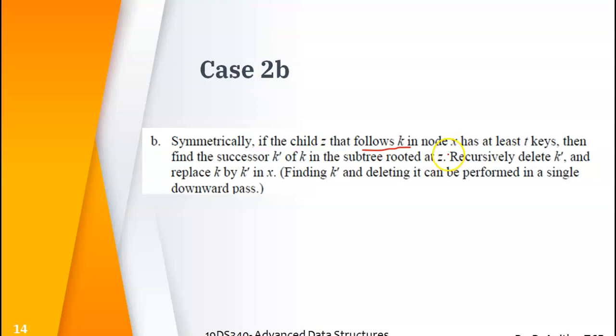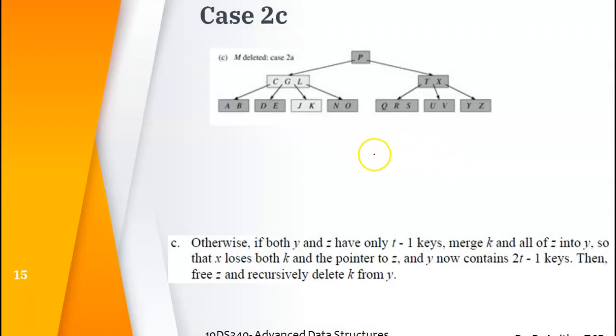Right. So there comes another interesting case where I don't have t keys in both of the children. Let us look into that case also. See, this is our initial tree. I am going to delete G now.